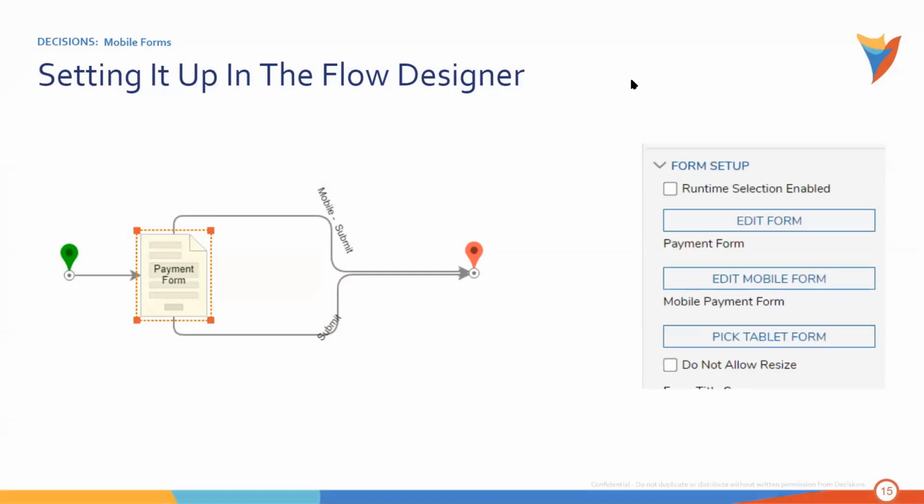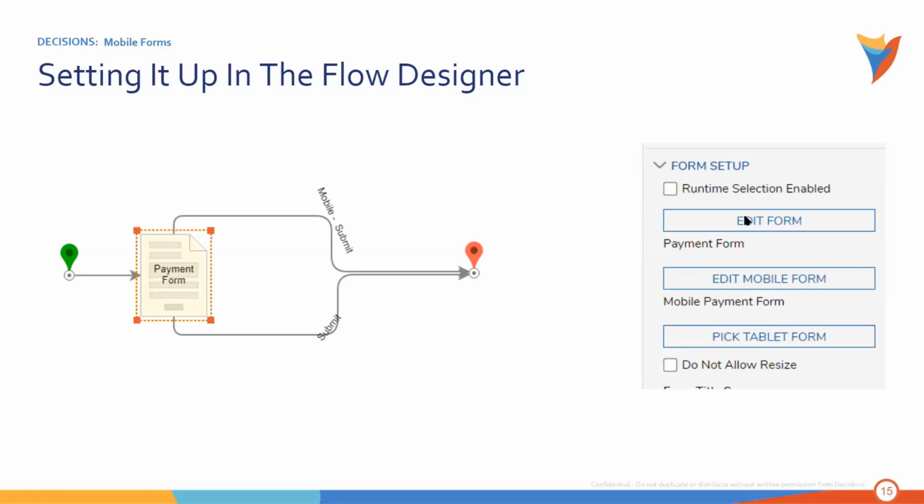Now, just because you design 2 different forms, it doesn't mean that it's going to be 2 separate steps in Decisions. So here on this slide, this is actually an example of me dragging that payment form right here onto a flow. It's 1 step. It's 1 show form step. But if I look on the right-hand side, this is in the properties panel, and we'll actually build it in just a moment.